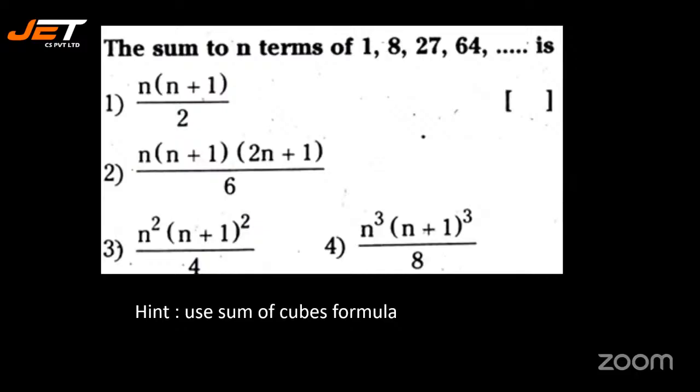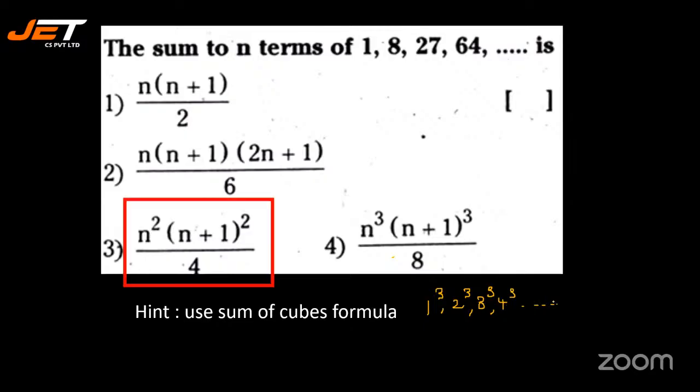Now, what is the sum to n terms of 1, 8, 27, 64? Right? So here it is 1 cubed, 2 cubed, 3 cubed, 4 cubed, and so on. So you can use the sum of cubes formula. Then you will end up with n squared into n plus 1 the whole squared by 4.